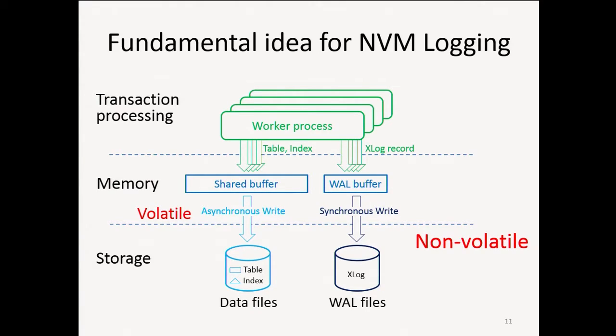The fundamental idea for NVM logging has been derived from one question: why is synchronous write necessary for WAL write? The reason is that the memory for the WAL buffer is volatile. This is because the usual DRAM is used for this memory device. It was common sense that main memory, usually implemented by DRAM, is volatile.